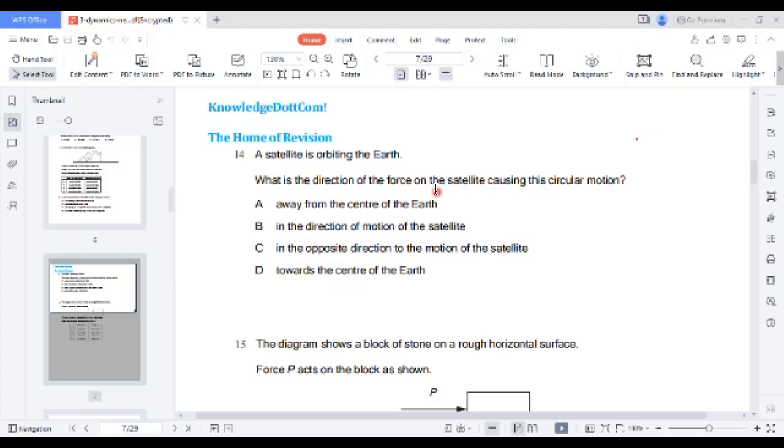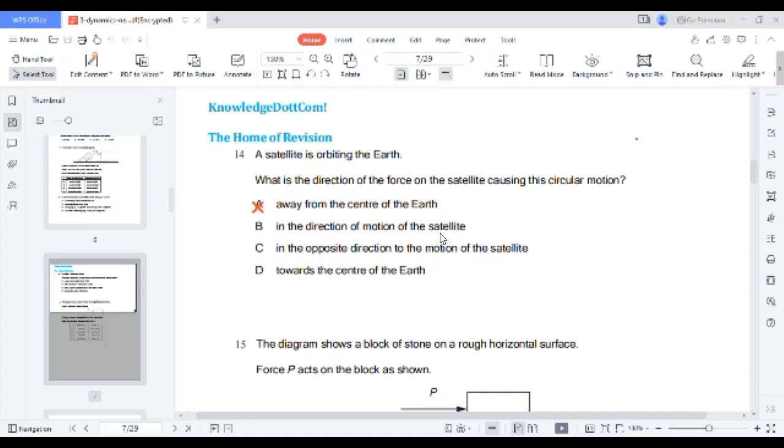So it is always directed toward the center, and in the center we have Earth, so the direction of centripetal force would be towards the Earth. So let's see, away from the center of the Earth. If it would be away, then it would not be orbiting, right? If the force is trying to move away, can it be towards the center? No, that's the wrong option.